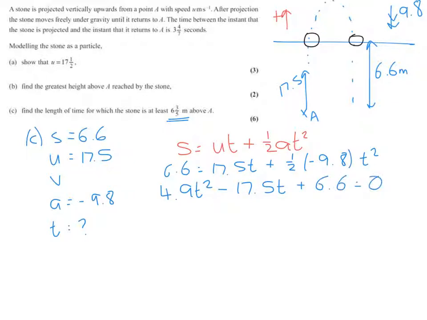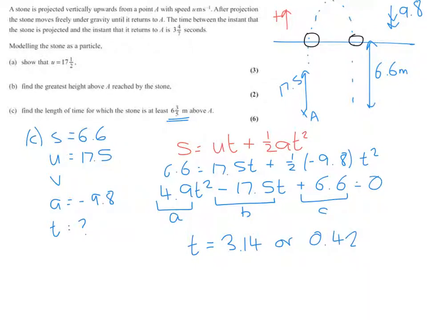Then I can use my quadratic formula because I know that is going to give me a, there's b, and there's c. So the two values of t which will come out are 3.14 or 0.42. In this case you might be better off leaving them as fractions, 22/7 and 3/7. So the total time is the difference between these two, 3.14 minus 0.42, which should come out, if you haven't rounded it and got any errors due to that, as 2.71 seconds.